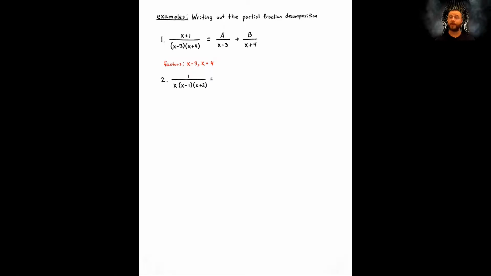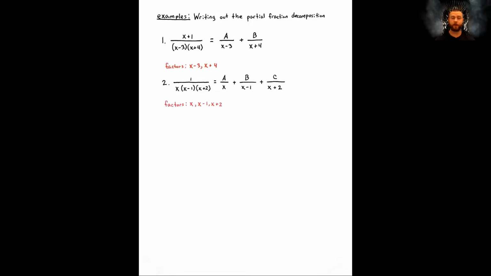All right, just think, how many factors do you have in your denominator? 3. Your factors, which are all linear, are x, x minus 1, and x plus 2. You have 3 factors, so you get 3 partial fractions: A over x, B over x minus 1, and C over x plus 2. 3 linear factors give you 3 partial fractions. Okay, so there's really not much to distinct linear factors.